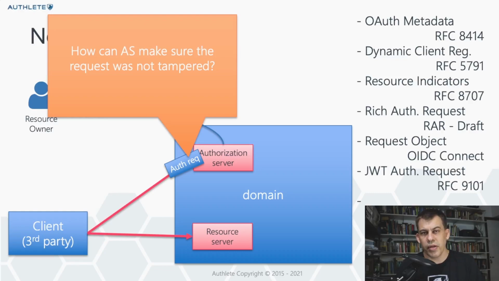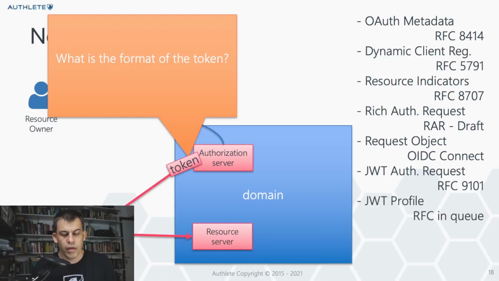How can the AS make sure that the request is not tampered with? The client might have created a request, and what is hitting the authorization server might be different, right? So how can the authorization server make sure that the content of the request is not tampered with? There are two different specifications for that. One is inside OpenID Connect that we'll show you later. The other one is the JWT authorization request, JAR for short. Another aspect of it is what is the format of the token that we are publishing.